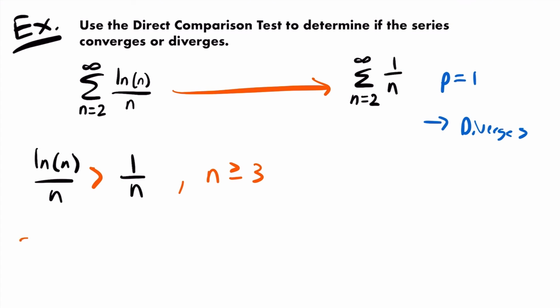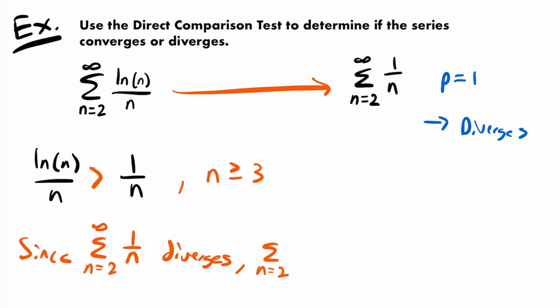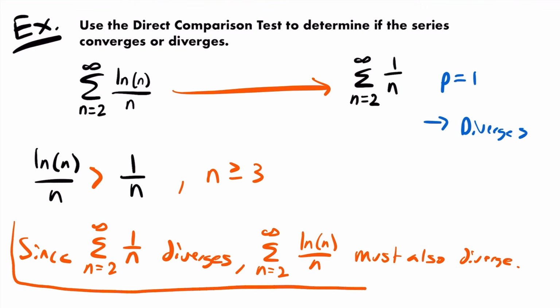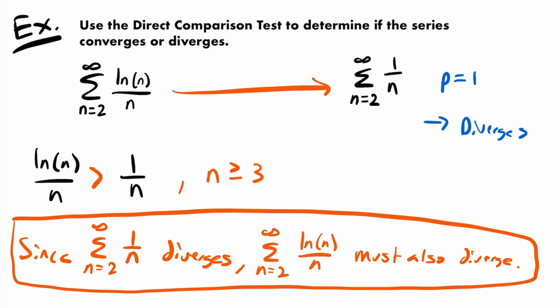And so we can say that since the smaller series, the sum from n equals 2 to infinity of 1 divided by n diverges, then the larger series, the sum from n equals 2 to infinity of the natural log of n divided by n, must also diverge. Okay, and so that is the final solution to this example. We were able to compare our series to a smaller series that diverges, and so we can conclude that the original series also diverges. All right, let's look at one more example for this video.